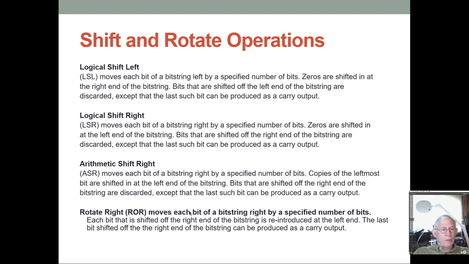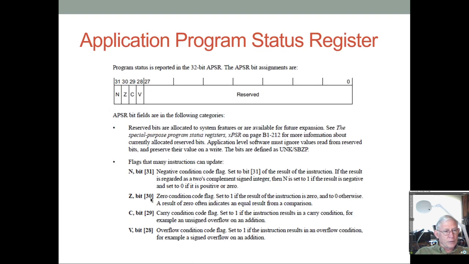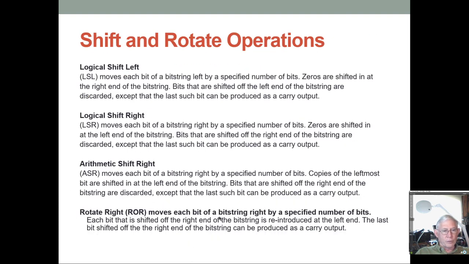And then you can rotate right, which basically shifts the bit off the right end and reintroduces it in the left end. And rotate left does the same thing. But I don't even know if there is a rotate left. Yeah, I don't think there is. I think there's just a rotate right. That's one of the examples used to point out that it's not a complete instruction set. Apparently compilers use rotate right, but they don't use rotate left very much.